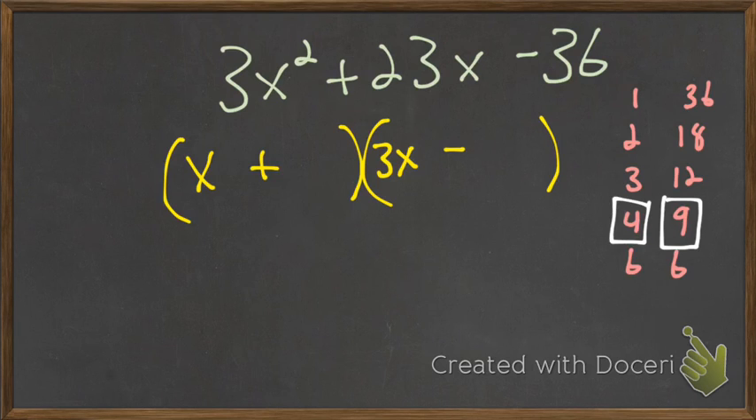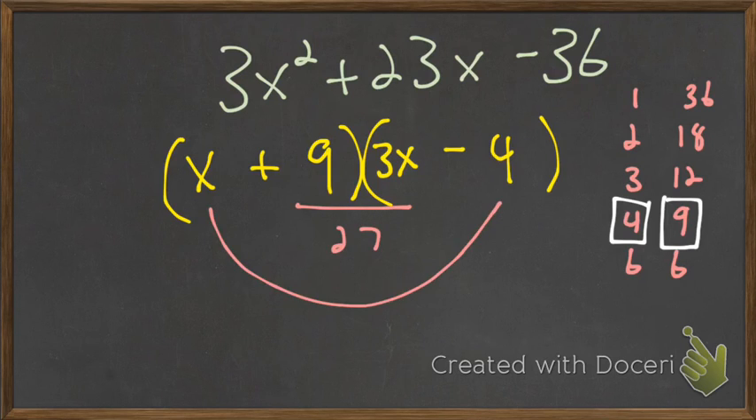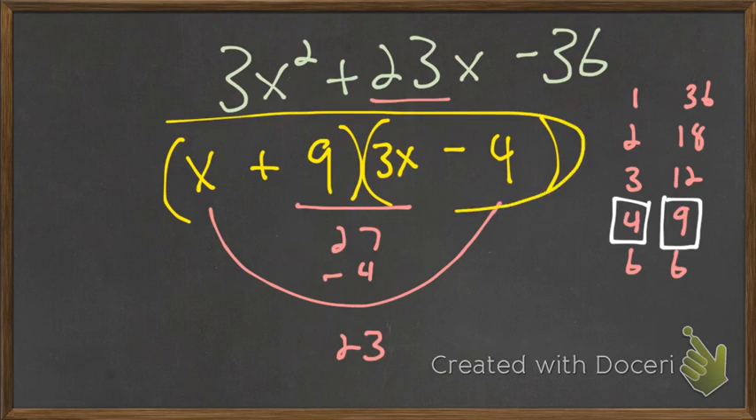So if I do 9 here and 4 here, that's a positive 27 with a negative 4, which would give me 23, just like I wanted. There we go. That is factoring trinomials.